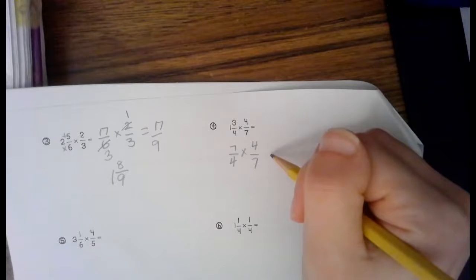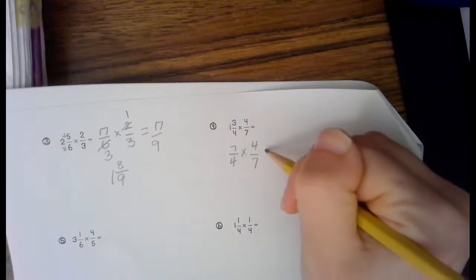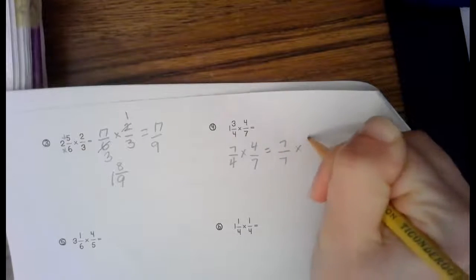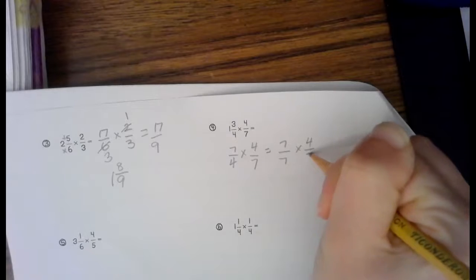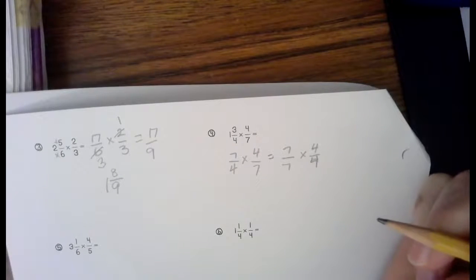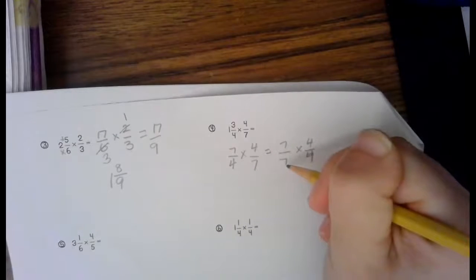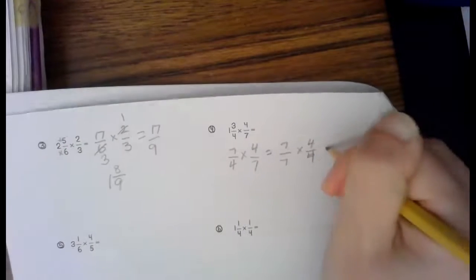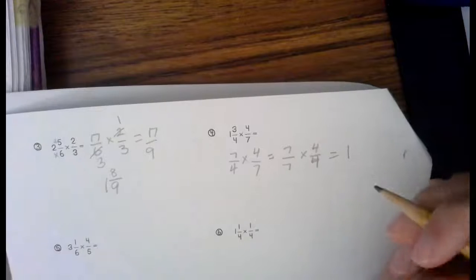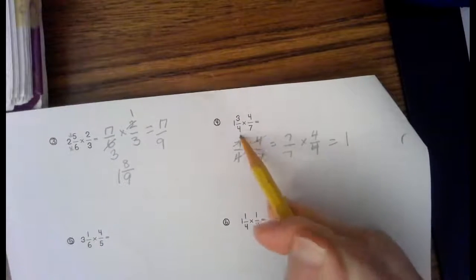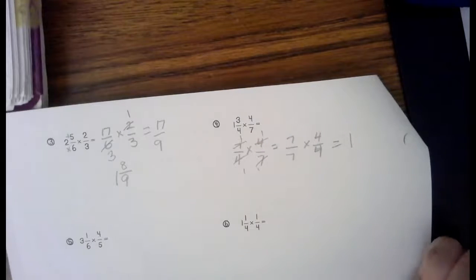Well, multiplying is commutative, which means I can switch the order. So if I switch the order, that means I can write it like this. 7 divided by 7 times 4 divided by 4, which is essentially 1 times 1 is 1. So whenever I see a problem like this, I just cross these off. It's just always 1 times 1, and you're going to get 1.